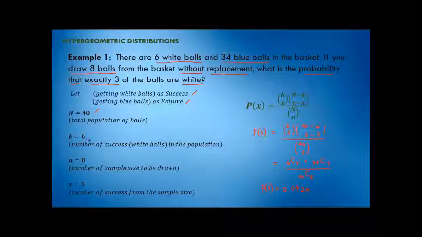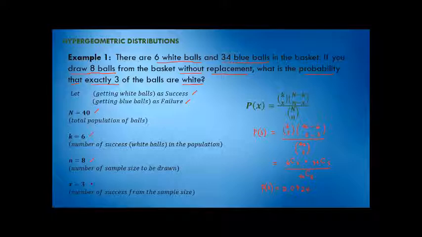Next, K is equals to 6 because that is the number of successes, which is the white balls in the population. So out of 40 balls, 6 white balls, kaya 6. Kasi ang success ay manggagaling sa white balls. Next, n is equals to 8. This is the number of sample size to be drawn. So sabi sa problem, if you would draw 8 balls, kaya small n is equals to 8.